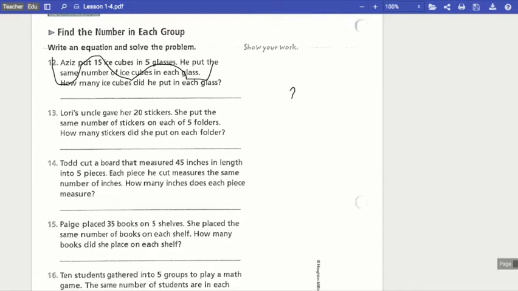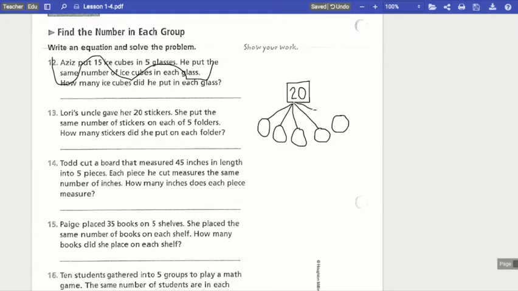Let's go ahead and get our math drawing started. And what does she do with those 20 total stickers? Put them on 5 folders, so that's our groups. So we know that there's 5 groups, so we'll go ahead and draw our groups here. 2, 3, 4, and 5. Now we are going to want to make sure that we count how many end up in each group. That's what we're looking for, the number in each group.